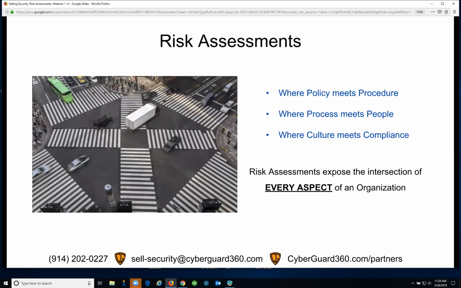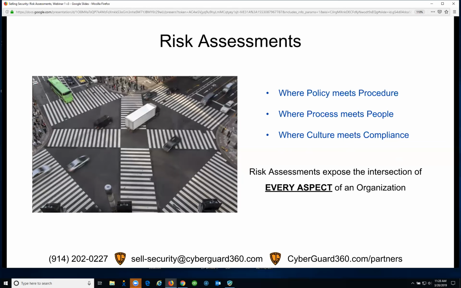Now, this doesn't mention technology. Notice that. Because inside of policies and procedures are the technological elements as well. But they specifically don't mention technology because risk assessments only have technology as a subcomponent of them. And so when you do a risk assessment, you're interviewing the C-suite and you're interviewing people. You're also doing an IT audit. And we'll see that in a moment.